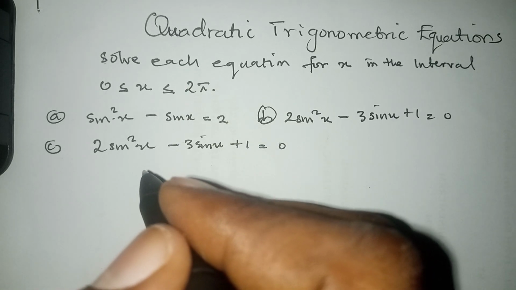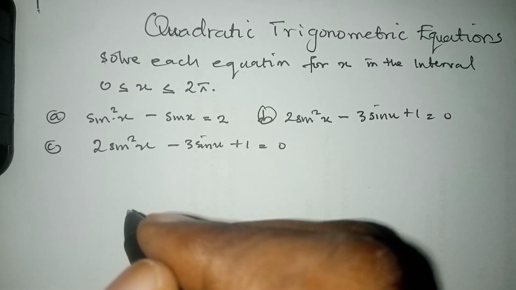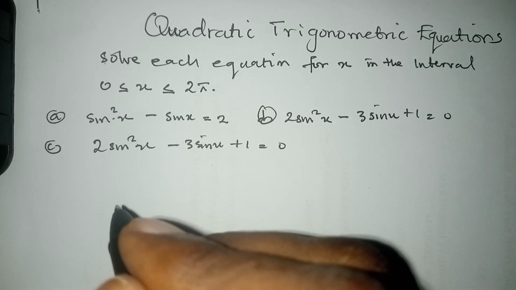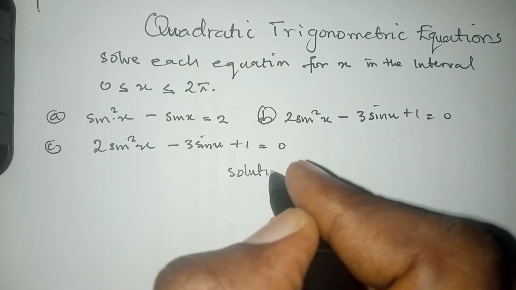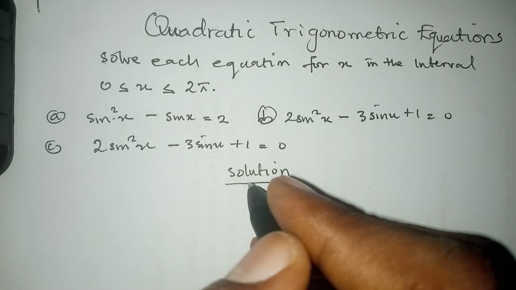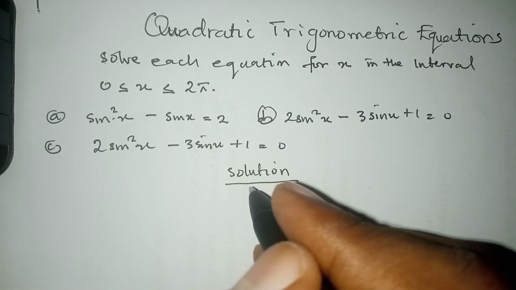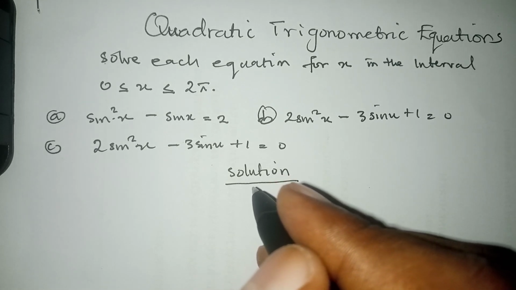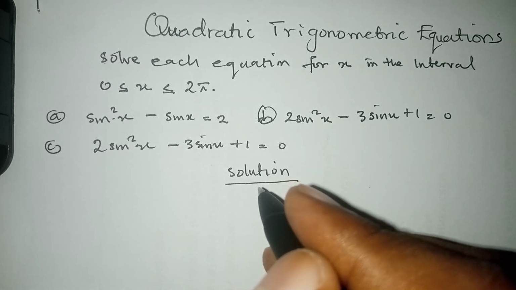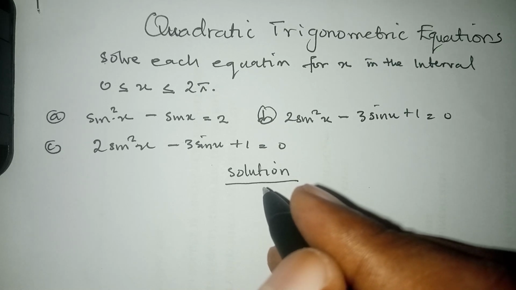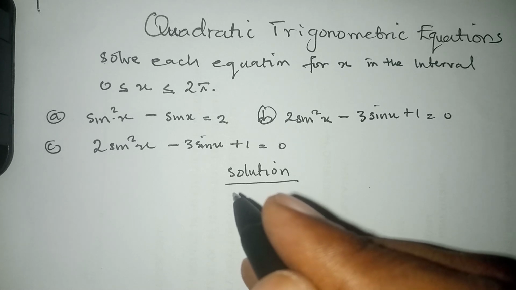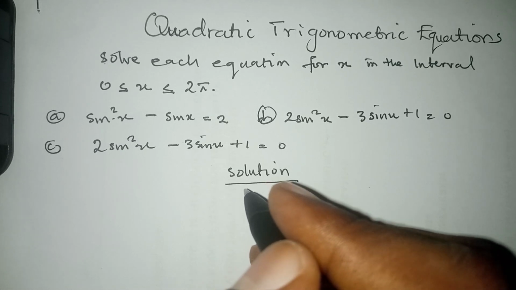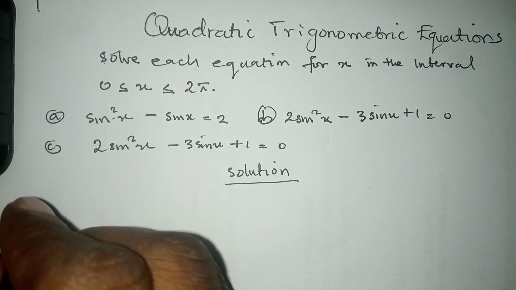All right, so now let's solve these three quadratic equations. Solution. Don't forget our previous class about the trig ratios, because those trig functions are the basic trig identities we must know in order to be able to solve these trigonometric equations. So number one, let's get to it fast.